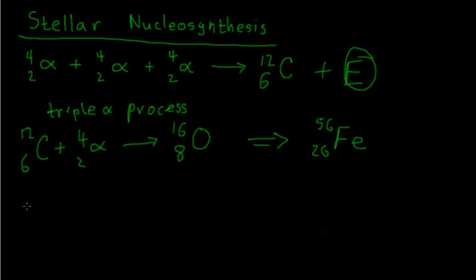So let's think about processes that can happen now inside the star. This is called neutron capture and beta decay. So we'll write that down: neutron capture and beta decay.